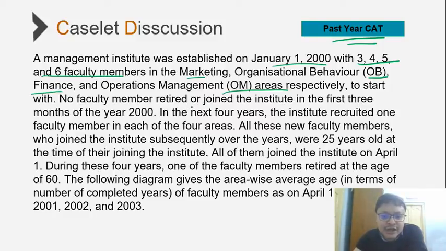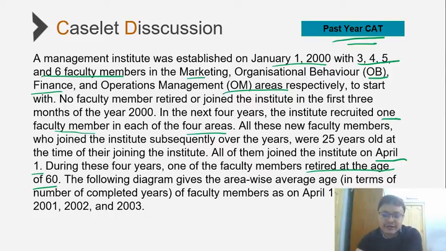No faculty member retired or joined the institute in the first 3 months of the year 2000. In the next 4 years, the institute recruited 1 faculty member in each of the 4 areas. All these new faculty members who joined the institute subsequently over the years were 25-year-olds at the time of joining the institute. All of them joined the institute on April 1. During these 4 years, one of the faculty members retired at the age of 60.